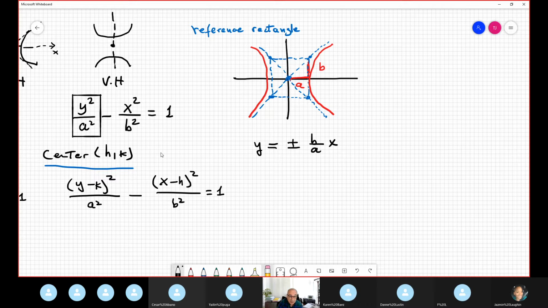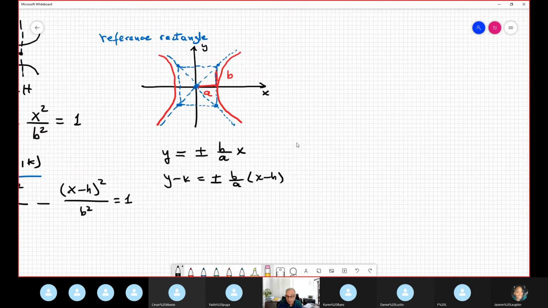Okay, and in the case that the center is located at the point h, k, it is y minus k is equal to plus or minus b over a times (x minus h). Okay. That's it. No, we have more detail. This situation works perfectly when we have the horizontal hyperbola, but suppose that we have a vertical hyperbola.